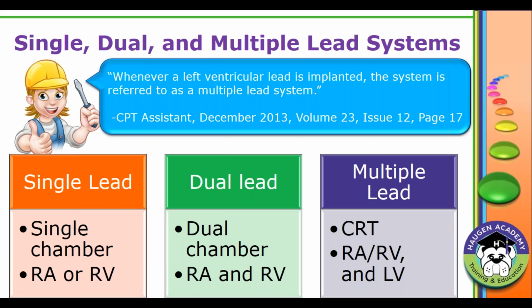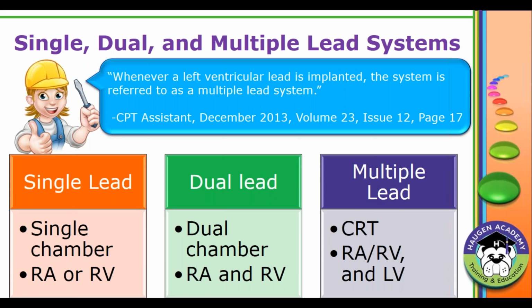A single lead system is a single chamber device, and you have a lead in the right atrium or right ventricle. A dual lead is a dual chamber device with leads in the right atrium and right ventricle. Again, conventional systems, everything is on the right side of the heart. Multiple lead is the one that should trigger that light bulb in your brain. It's like, whoa, this is not a conventional device, therefore it is a multiple lead device. So you will have leads in the right atrium and/or right ventricle, and that left ventricular lead as well. And remember that coronary sinus equals left ventricular lead.